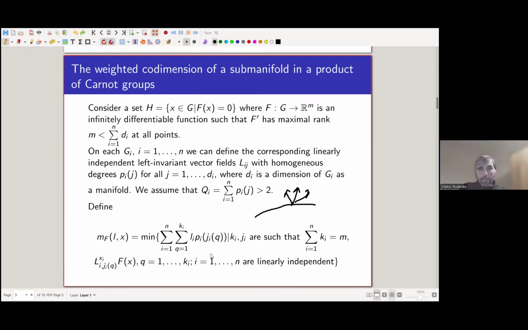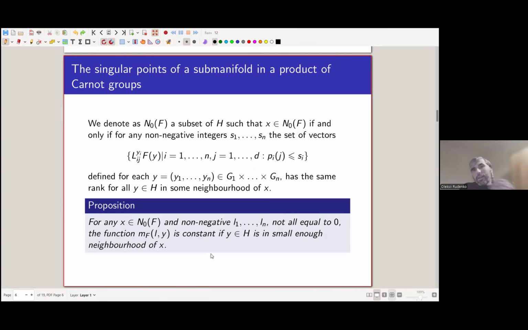Okay, so we have that, and then this is a technical moment. Unfortunately, the problem is that in the Carnot groups, there are some bad points on these manifolds. These bad points are hard to study, so I have to just throw them out for now. So I will consider a so-called set of non-singular points. This is a set of points such that in some neighborhood of these points, this set of vectors has a fixed rank. And here I will take all the possible directions such that their corresponding homogeneous dimension is less than or equal to something. So this is just a technical condition.